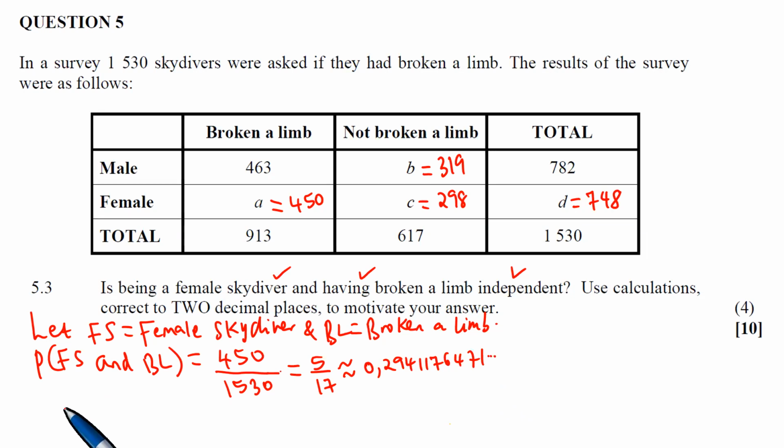Let's look now at the probability of a female skydiver times the probability of broken a limb. As I said, this discussion is being recorded in case the network is not so good.